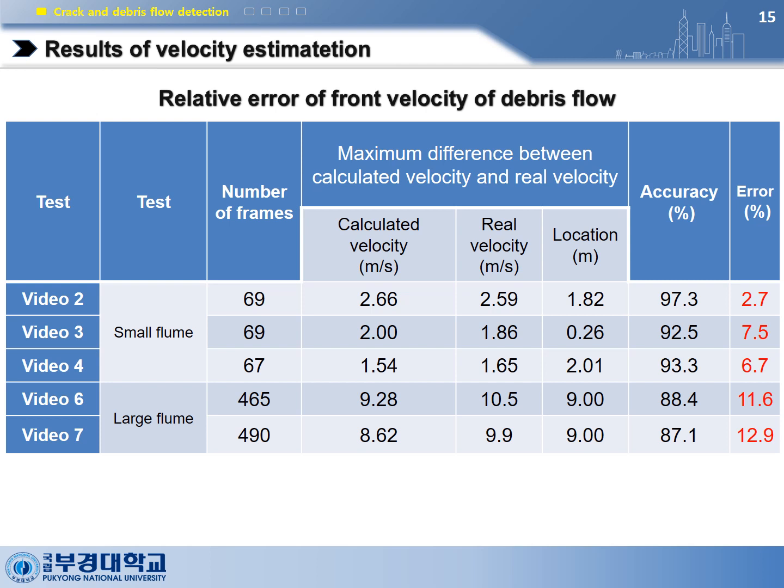The table shows the comparison between calculated velocity and real velocity. The error of the proposed method is still around 13%, and very high accuracy is difficult to obtain because the accuracy of calculation depends on the accuracy of detection. However, for the purpose of monitoring rapid flow and landslide, some errors can be acceptable.